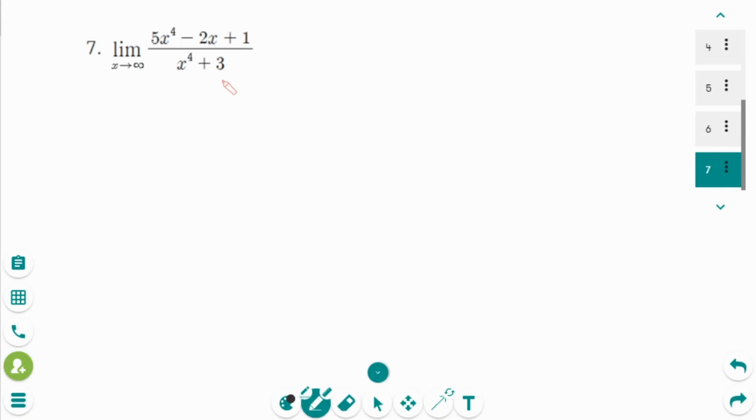The next question is this one. Let's jump straight into using the shortcut. The highest power of x are this one and x to the power of 4. We don't need this. And the limit as x approaches infinity, when you simplify this one, it's just 5. Answer is 5.